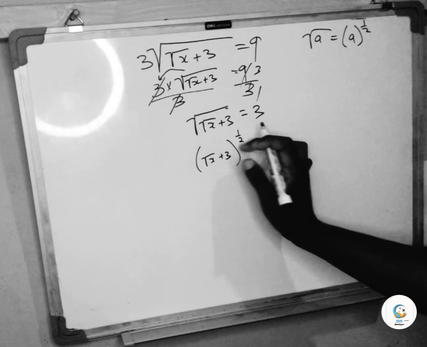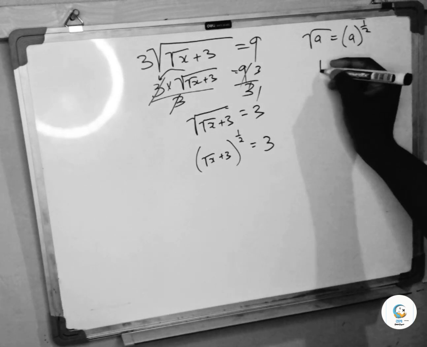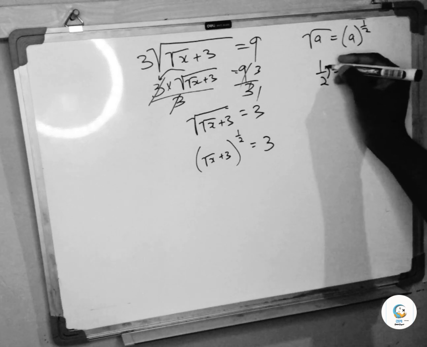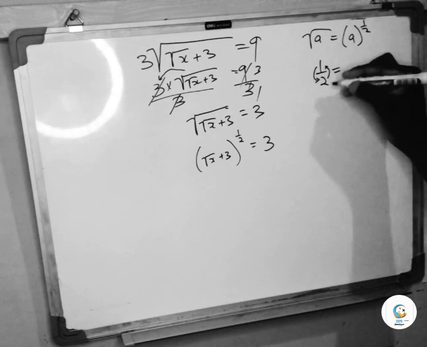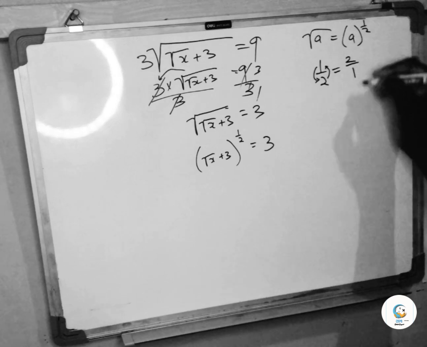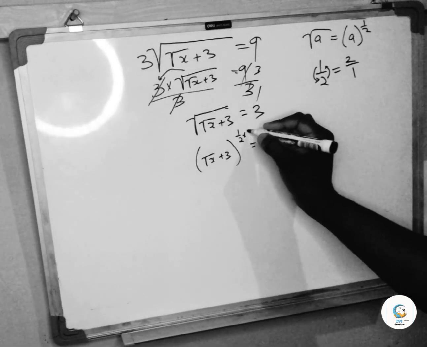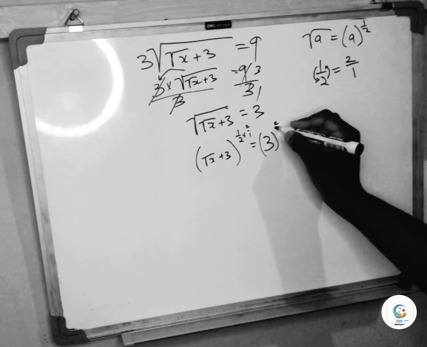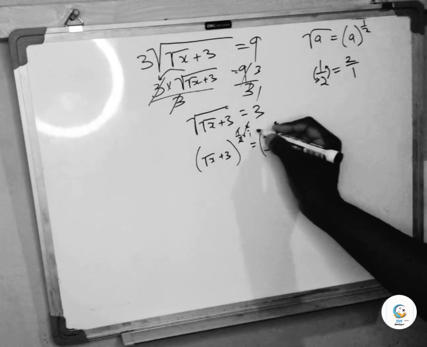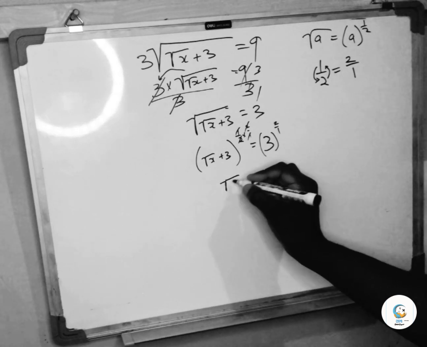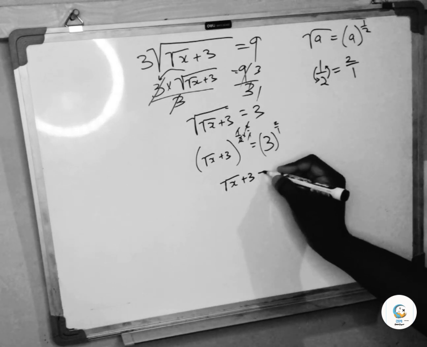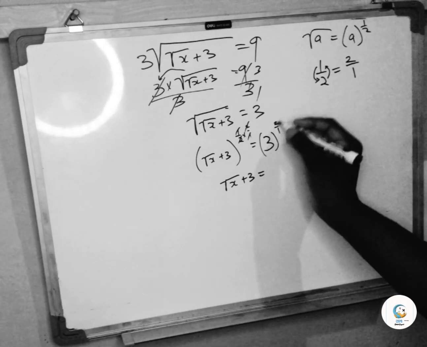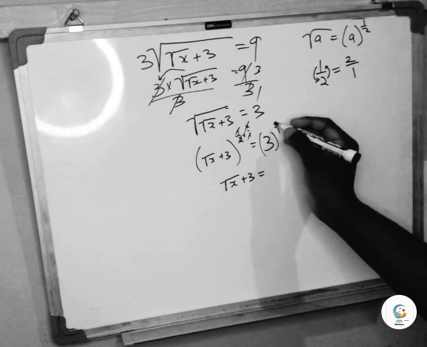After changing this square root to exponent 1 over 2, we need to kill this 1 over 2. To kill it, you need to find the reciprocal. To find the reciprocal of 1 over 2, you take this 2 up and this 1 down. So the reciprocal of 1 over 2 is 2 over 1. So it means that you multiply this exponent by 2 over 1, and also here by what? 2 over 1. So this 2 will cancel this 2, and 1 cancels this 1. Now we'll be left with what? x plus 3 equals 3 squared. 3 to the exponent 2 over 1 is like 3 squared, because any number divided by 1 is that number.